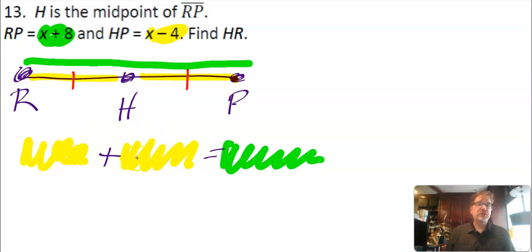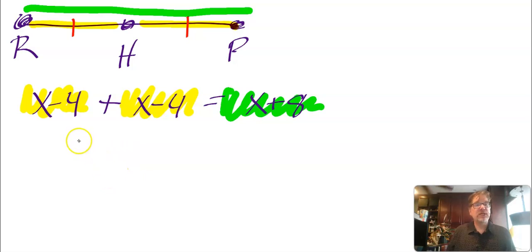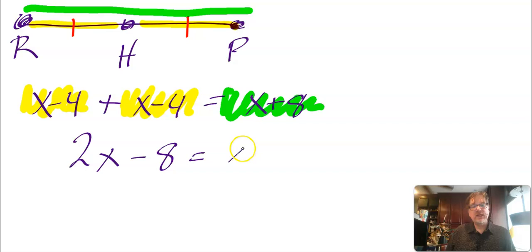RH, HP is x minus 4, equals RP, x plus 8. Well, if one of the yellows is x minus 4, both of them are x minus 4. So x minus 4 plus x minus 4 is 2x minus 8. That equals x plus 8.